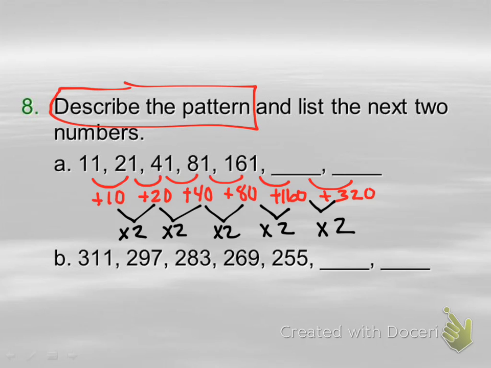Adding 10 times 2 each time, something like that would be fine. But now we have to actually figure out what the next numbers would be. So what's 160 plus, sorry, what's 161 plus 160? 321. And what's 321 plus 320? 641. Good.